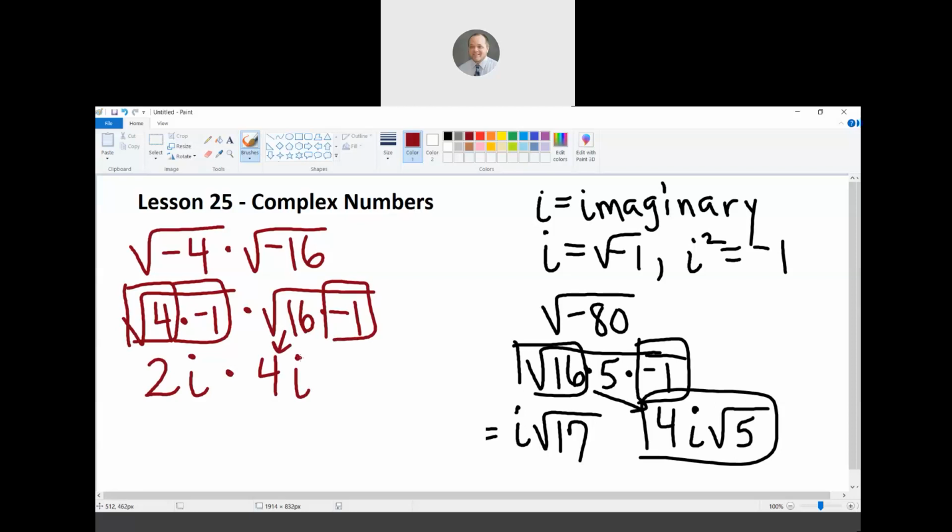Now, both i's are understood to be to the first power. So we can still use the product rule for exponents by keeping the i and adding the ones together. So this will give us 8i squared. This is not in simplest form because we know i squared is -1. So our final answer is actually -8.